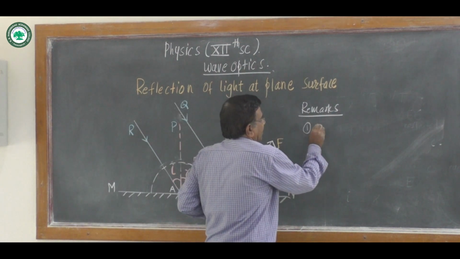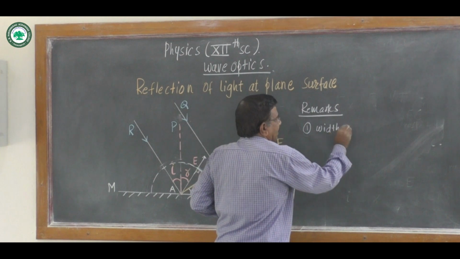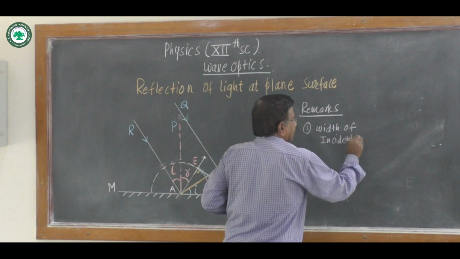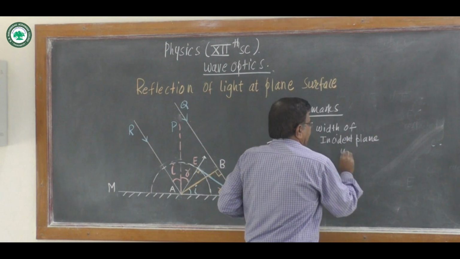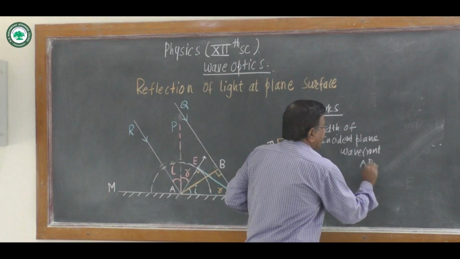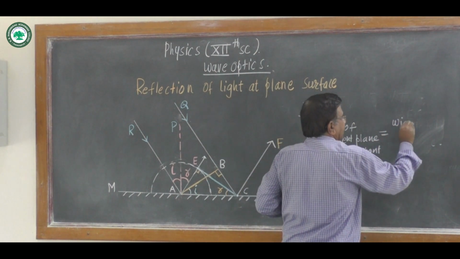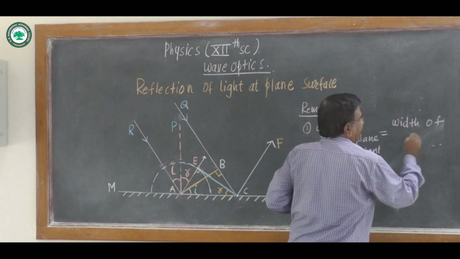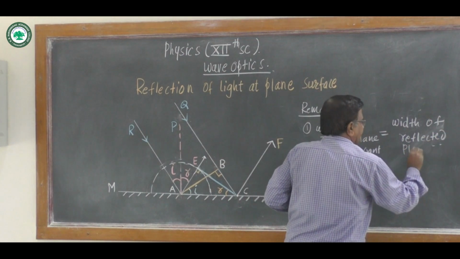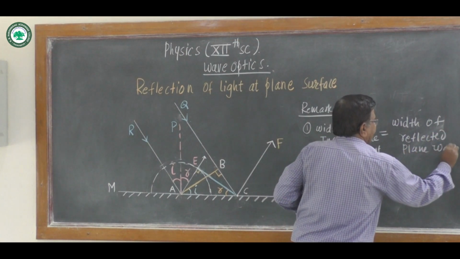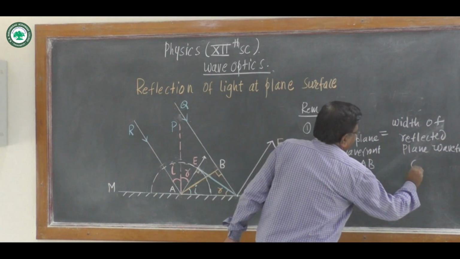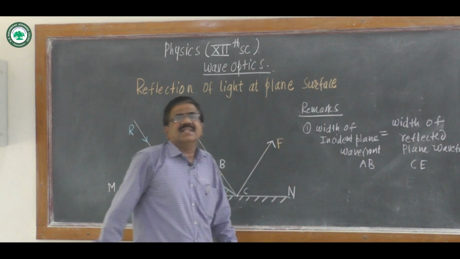First remark: the width of the incident plane wavefront, that is AB, is equal to the width of the reflected plane wavefront, that is CE. These widths are the same.